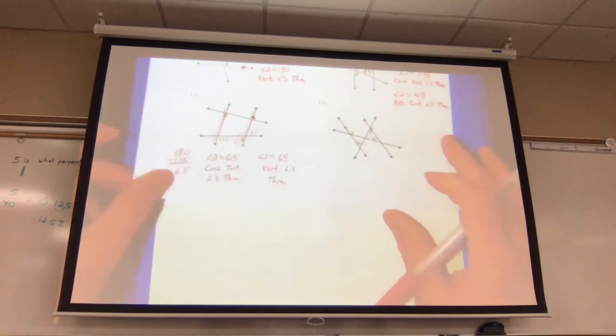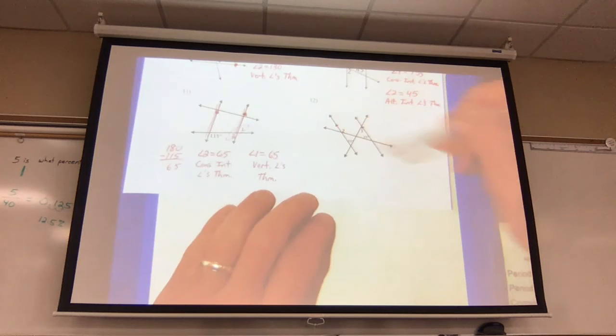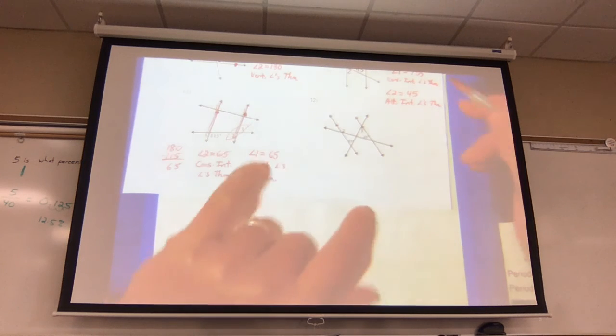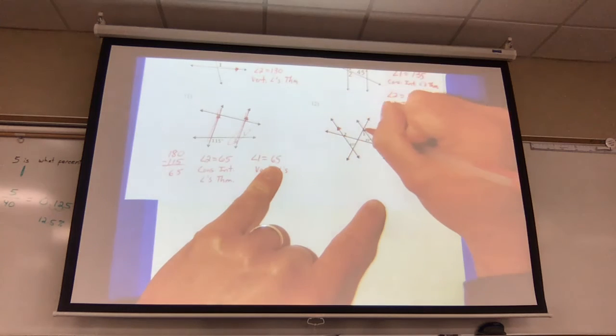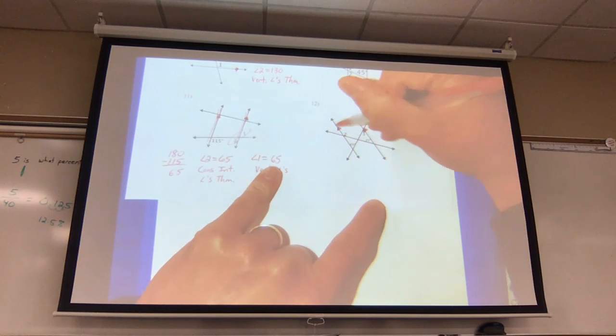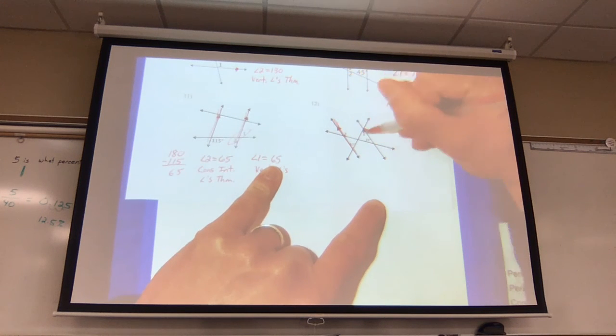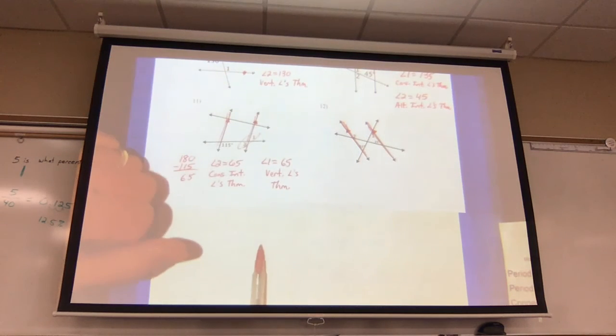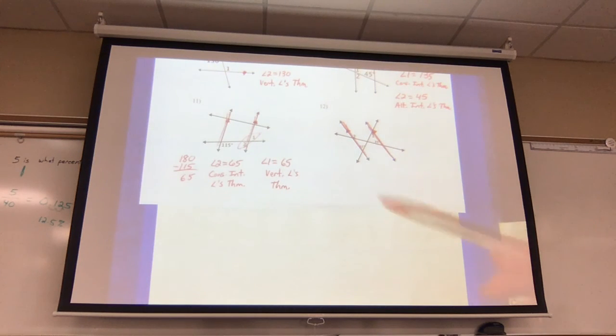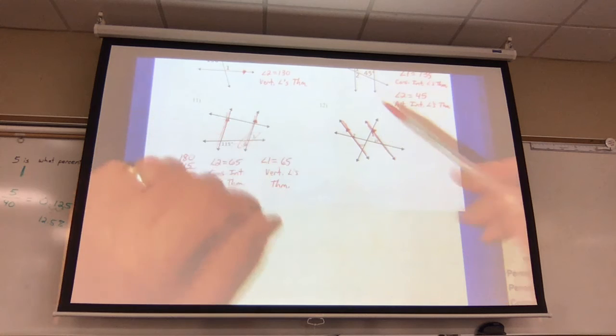All right, last one, number 12. This one gets a little more complicated because we throw a couple transversals in here. But here's what you need to see on this picture. Your parallel parts, here's the red arrow, here's the other red arrow. That's making these two lines parallel to each other. And then we've got two transversals here. So we need to find angle 1 and angle 2. I'm going to start with angle 1.